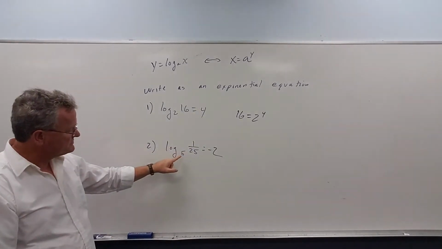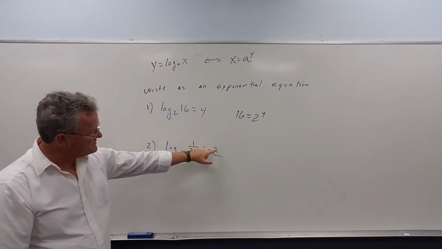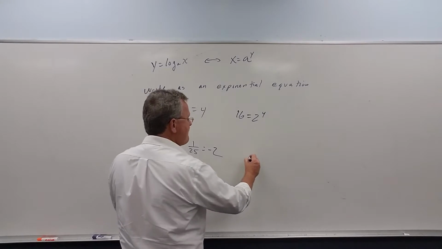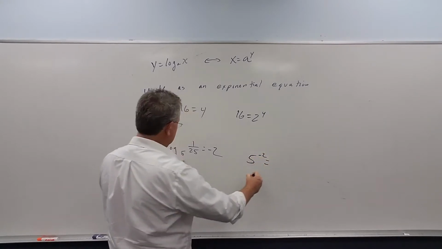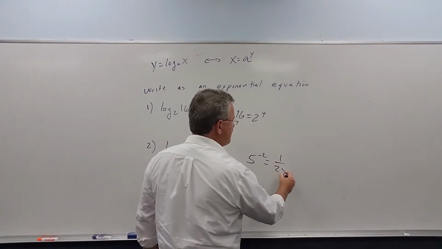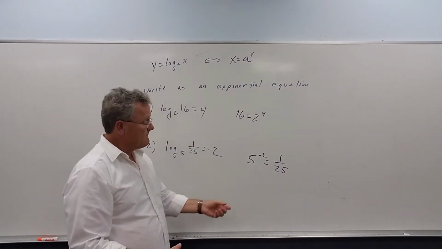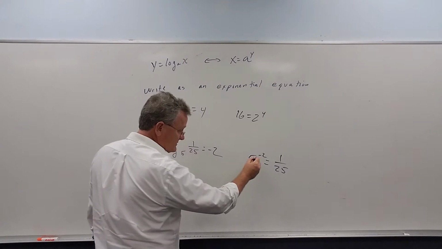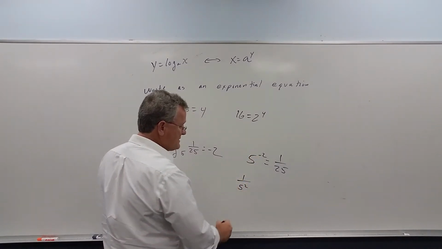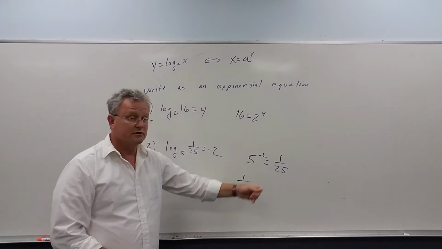All we do here is this number raised to this power equals this number. So 5 raised to the negative 2 equals 1 over 25. And that is true because our rule of negative exponents says 5 to the negative 2 is 1 over 5 to the positive 2, and 5 squared is 25.